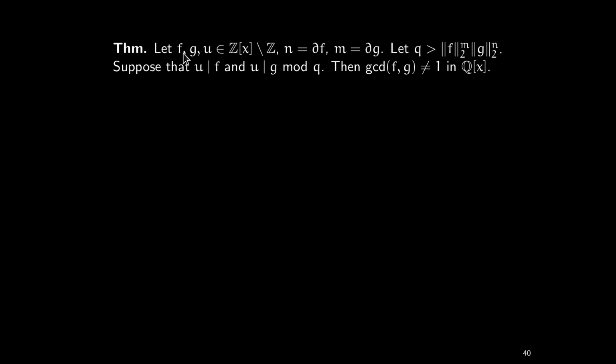The theorem says if you have f and g and u, the polynomials, non-trivial polynomials, all of them, including the u, n and m, the degrees of f and g, and you suppose that q is larger than something, this one, and you also suppose that u divides f and u divides g when you view them as polynomials with coefficients mod q. Then the theorem says the GCD of f and g will not be 1 in Q.